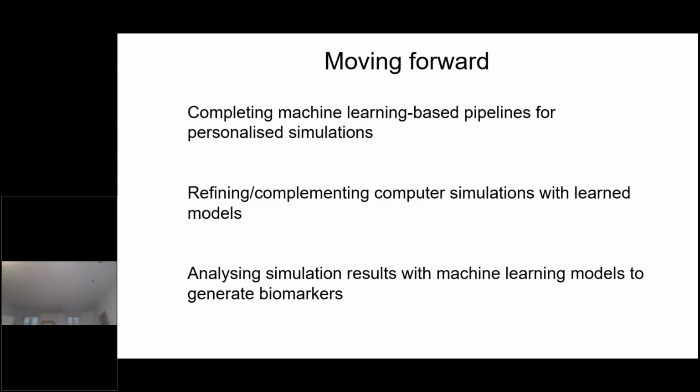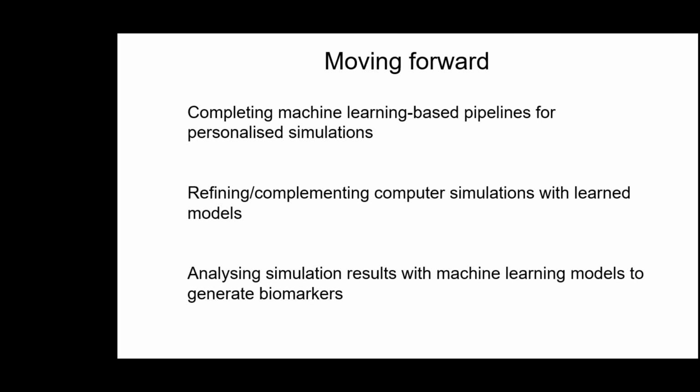Now moving on to my last slide, what we are planning to do moving forward. So what we want is, first of all, we need to complete the machine learning based pipelines for personalized simulations, going in a fully automated way from the images to simulated ECG or simulated electromechanics. Since we are trying to apply this to many thousands of patients, we have to have complete, robust pipelines. And this is where we are focusing most of our efforts now and for the next few months.